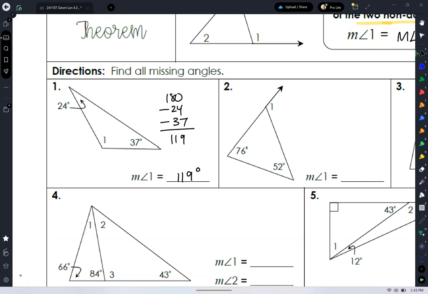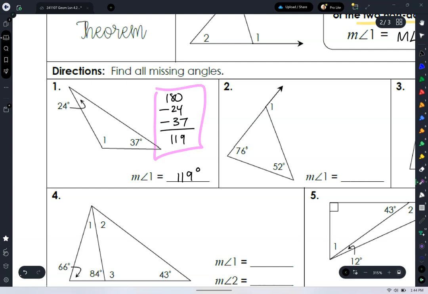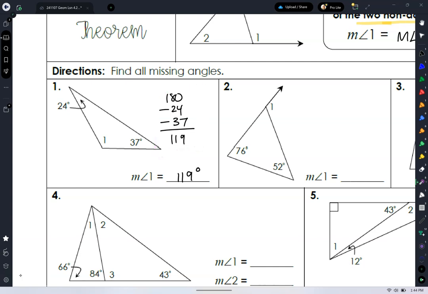119 degrees for the measure of angle 1, right? And this work is sufficient, right? This will work because it shows me you understand that you're subtracting the other two values from 180 degrees.